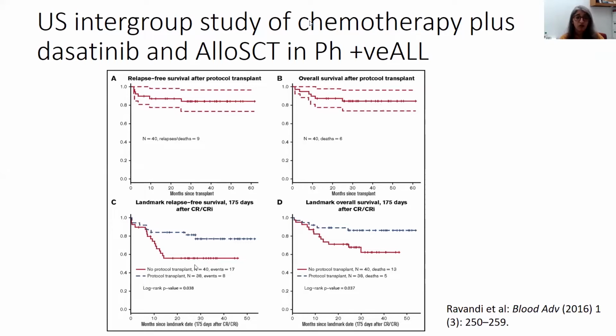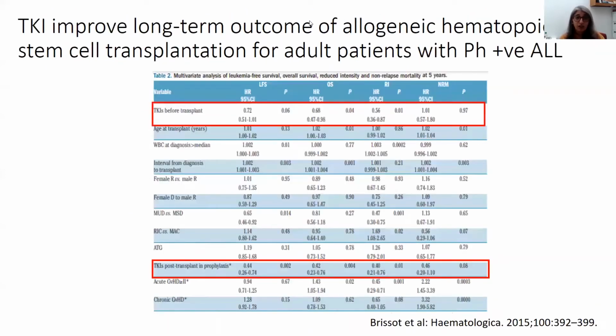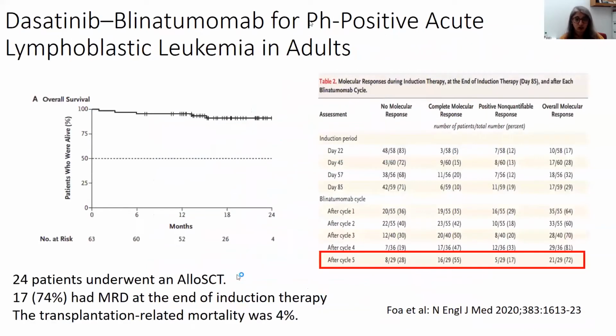In the landmark analysis of transplant versus no transplant, even with the use of TKIs, patients did better when they did receive a transplant. Transplant really did improve outcomes for patients with Philadelphia positive ALL, even when TKIs were given before transplant, as was the case with the previous trial, or given post-transplant as prophylaxis, as demonstrated by this EBMT analysis of TKIs in patients with Philadelphia positive ALL, both pre- and post-transplant, documenting an improvement in leukemia-free and overall survival for both of these groups of patients.